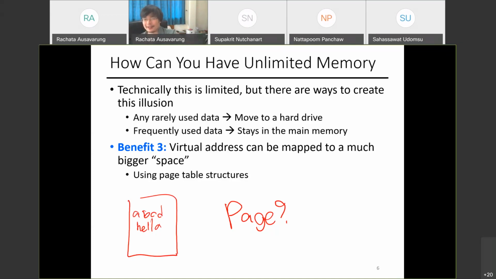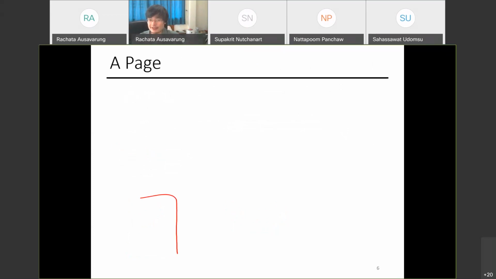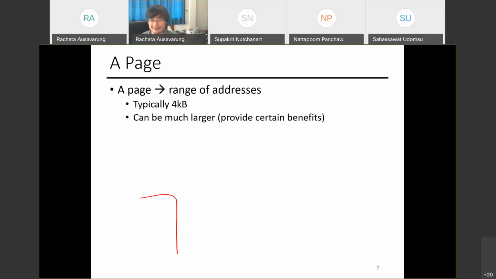So let me formally define what's a page. Basically, a page is a range of addresses, and I don't know why that red text stays there. So let me erase. No, I can't erase this as well. Okay, PowerPoint bug. Basically, a page is a range of addresses that are next to each other. It can be any size. By default, your computer right now uses 4 kilobytes. Basically, 4 kilobytes of addresses is within a page.